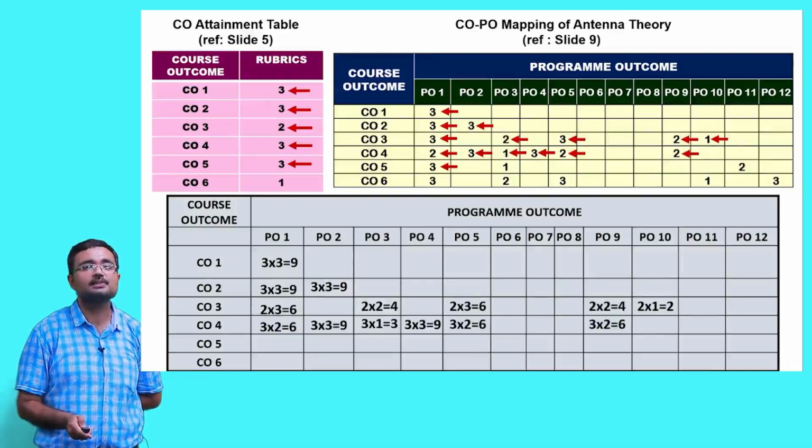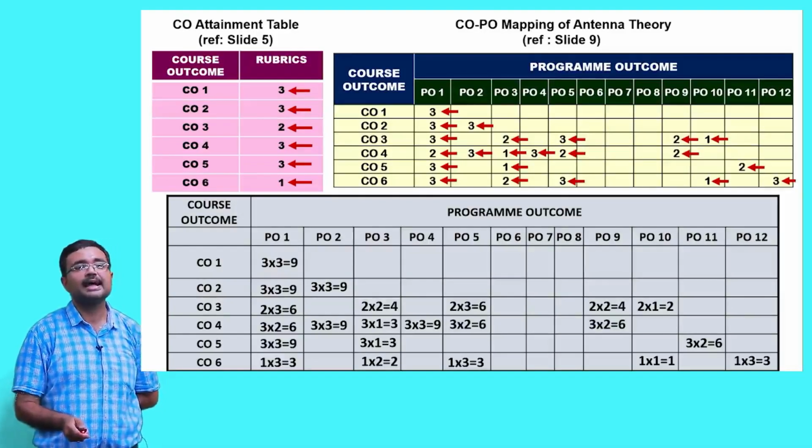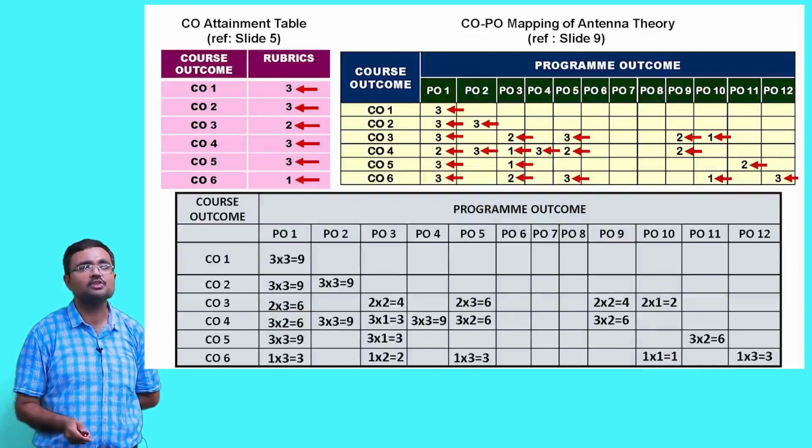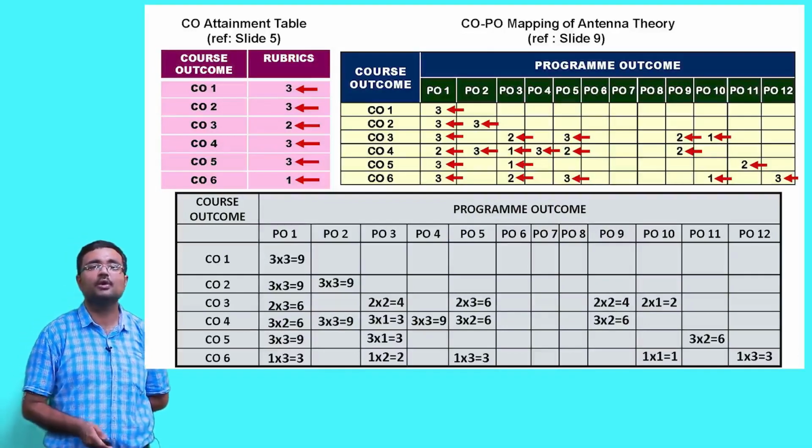It gives us this picture. Once I complete this entire table, you will understand that program outcome PO1 has been attained from CO1 with 9 degrees, PO1 attained from CO2 9 degrees, PO1 attained from CO3 6 degrees, PO1 attained from CO4 6 degrees. Similarly, PO5 attained from CO3 6 degrees, and so on.